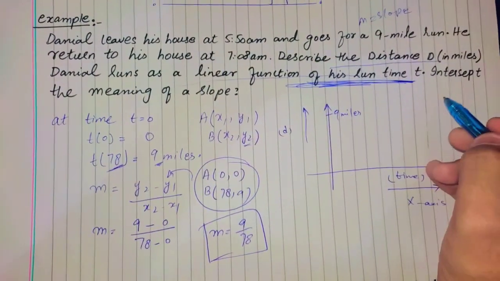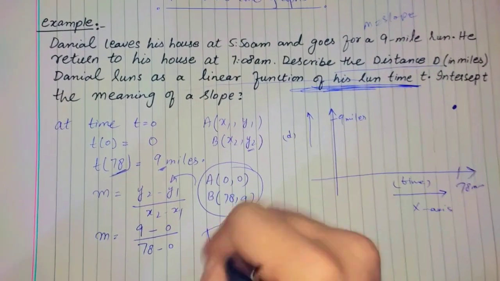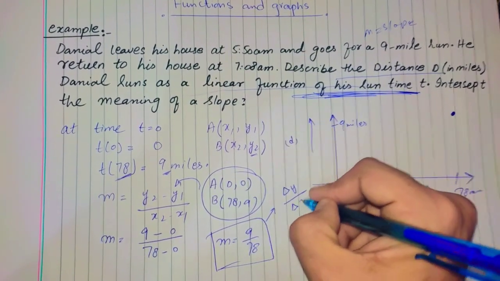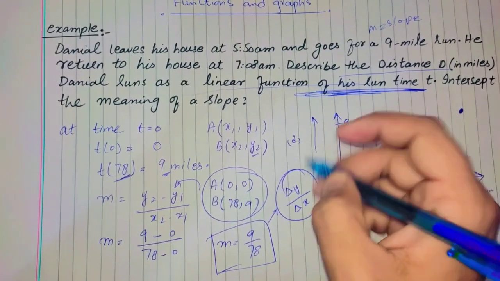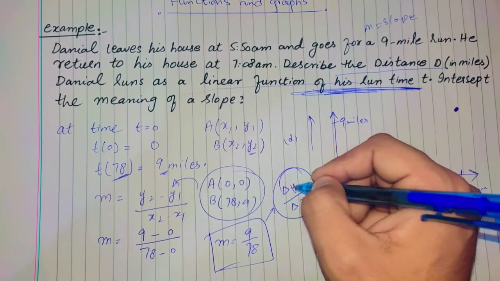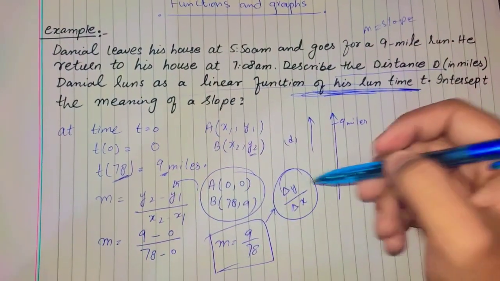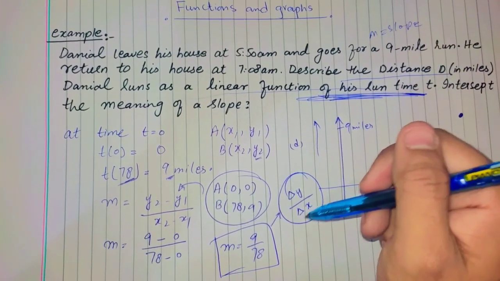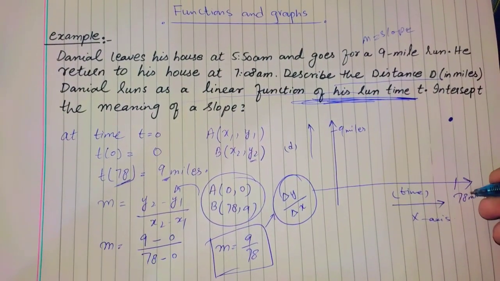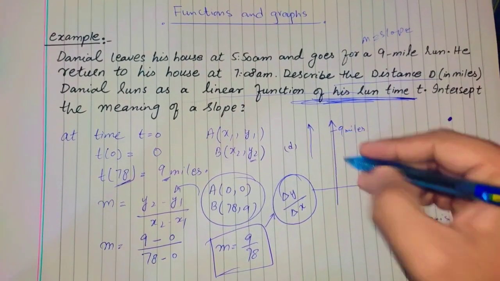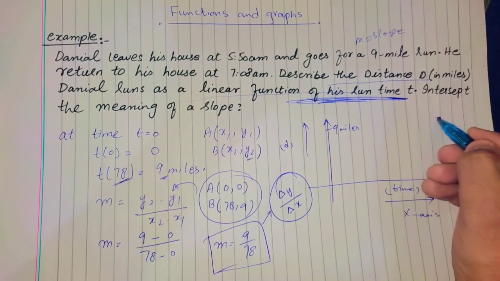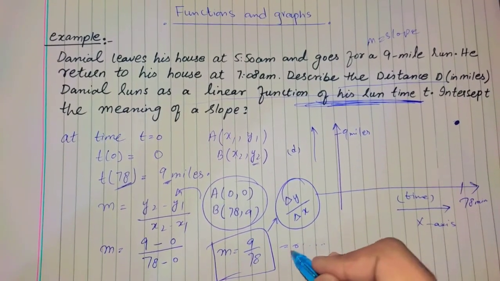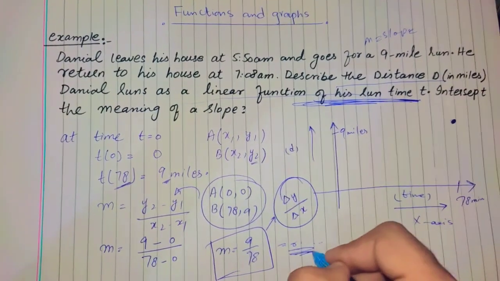Okay. The second part is to interpret the meaning of the slope. We all know that slope is the change in distance on the y-axis to the x-axis, meaning delta y divided by delta x. The change on the y-axis is 0 to 9 miles, and the change on the x-axis is 0 to 78 minutes. So our point is at 78 minutes, 9 miles. When you divide this, you will get a decimal answer. This means that Daniel covers that distance in 1 minute.